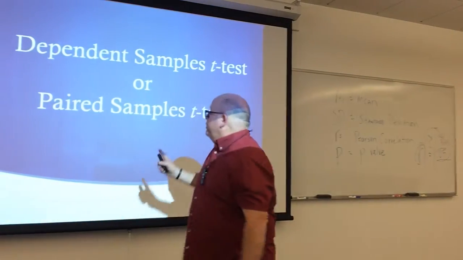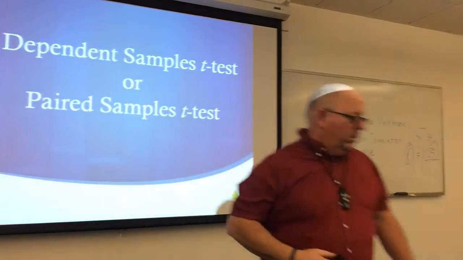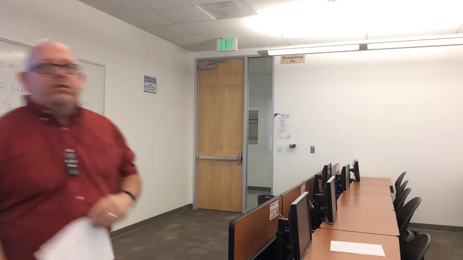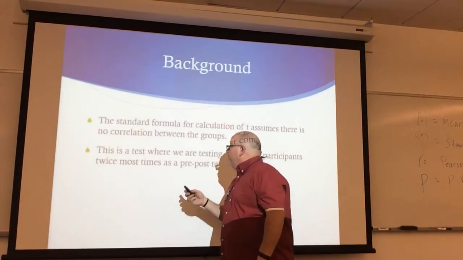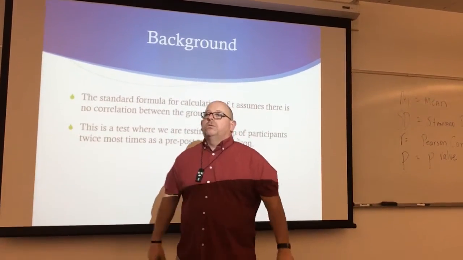It's either called a dependent sample t-test or a paired sample t-test. You have two extra slides on there that are not in here. I added them today to give you a little bit more definition. The standard formula for the calculation of t assumes that there's no correlation between the groups.